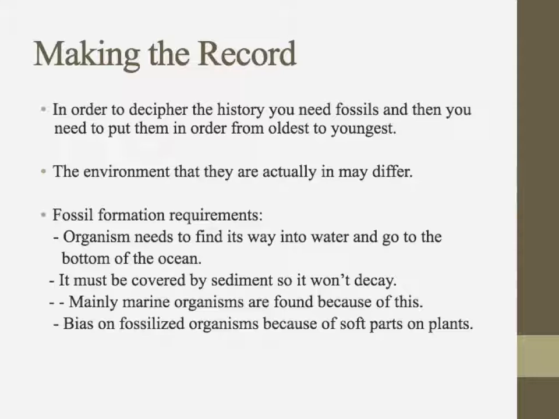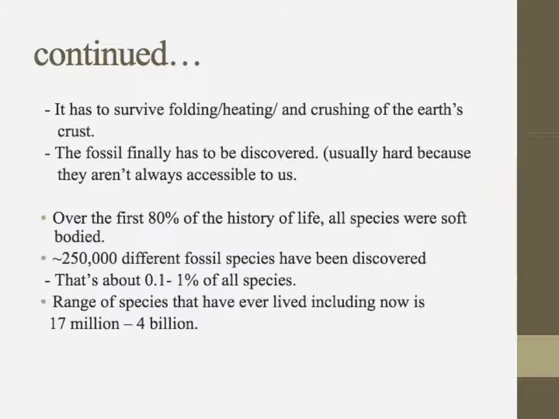There is a bias on fossilized organisms because of the soft parts on plants. It has to survive folding, heating, and crushing of the Earth's crust, and the fossil finally has to be discovered. Over the first 80% of the history of life, all species were soft-bodied. About 250,000 different fossil species have been discovered, and that sounds like a lot, but it's really about 0.1 to 1% of all species.